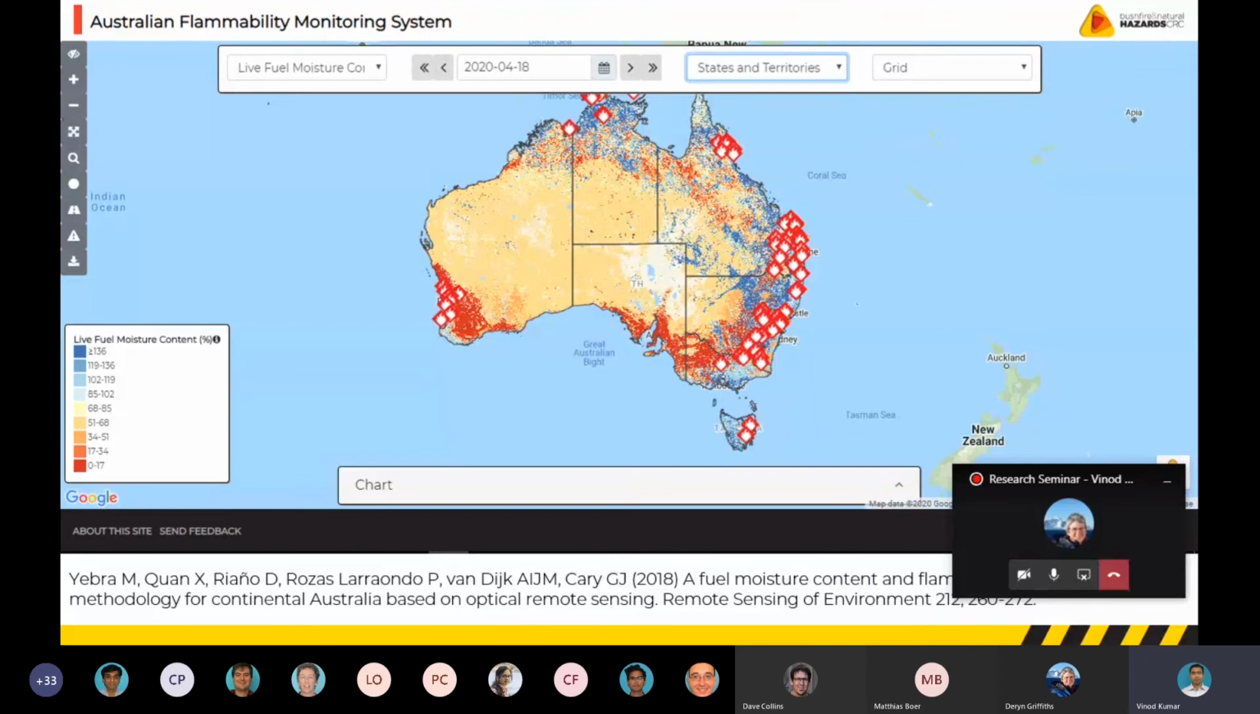This is based on the MODIS reflectance data, where they retrieve live fuel moisture content values by inverting a radiative transfer model. So this is also a physics-based system. This data set forms part of the Australian flammability monitoring system. There's a nice website that Marta and her group have developed, and you can go and browse the data set and data time series. The data set is available at 500 meter resolution every 4 days.